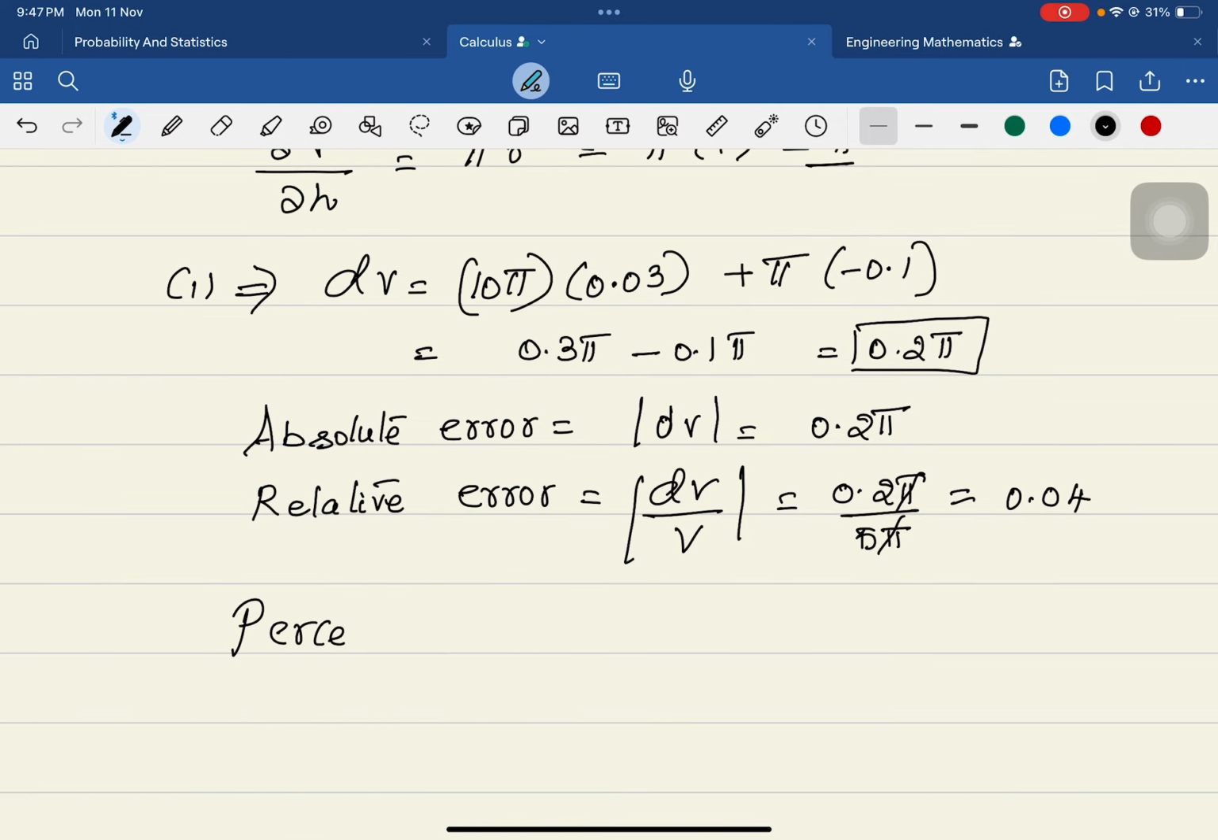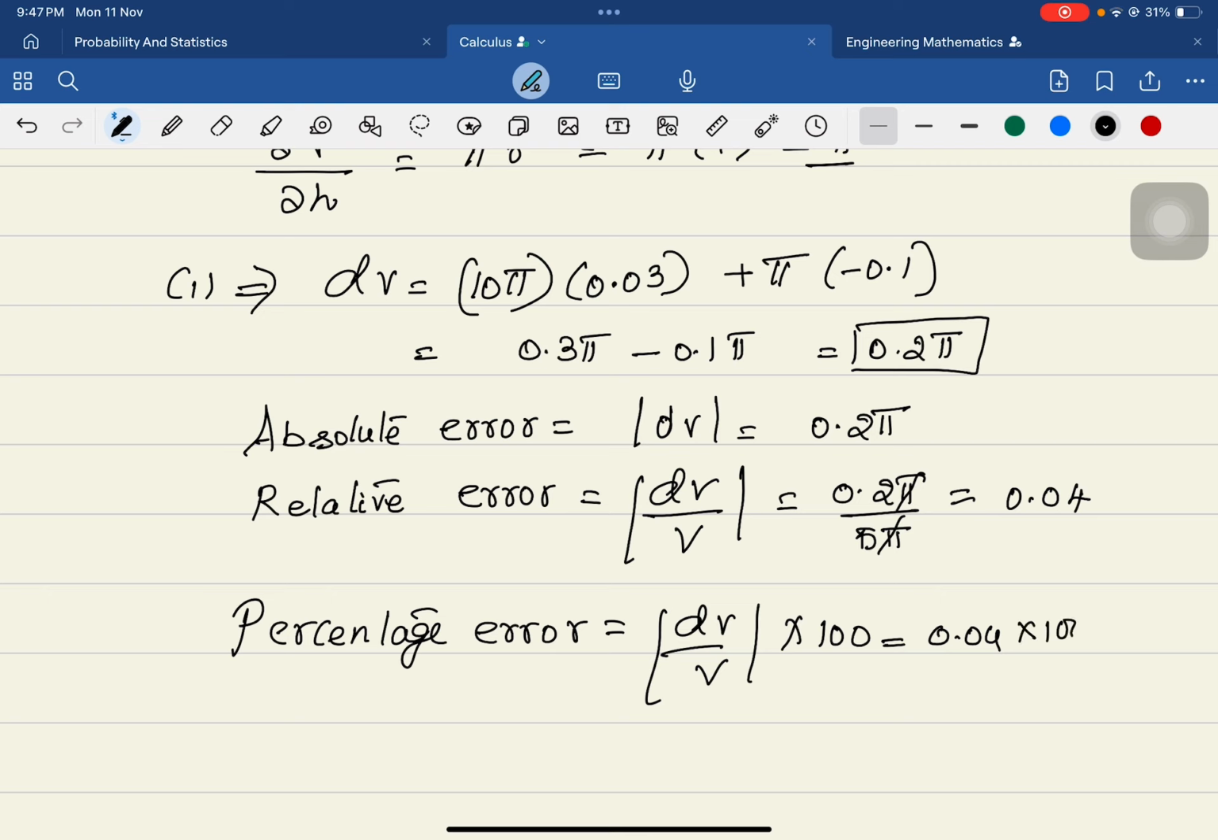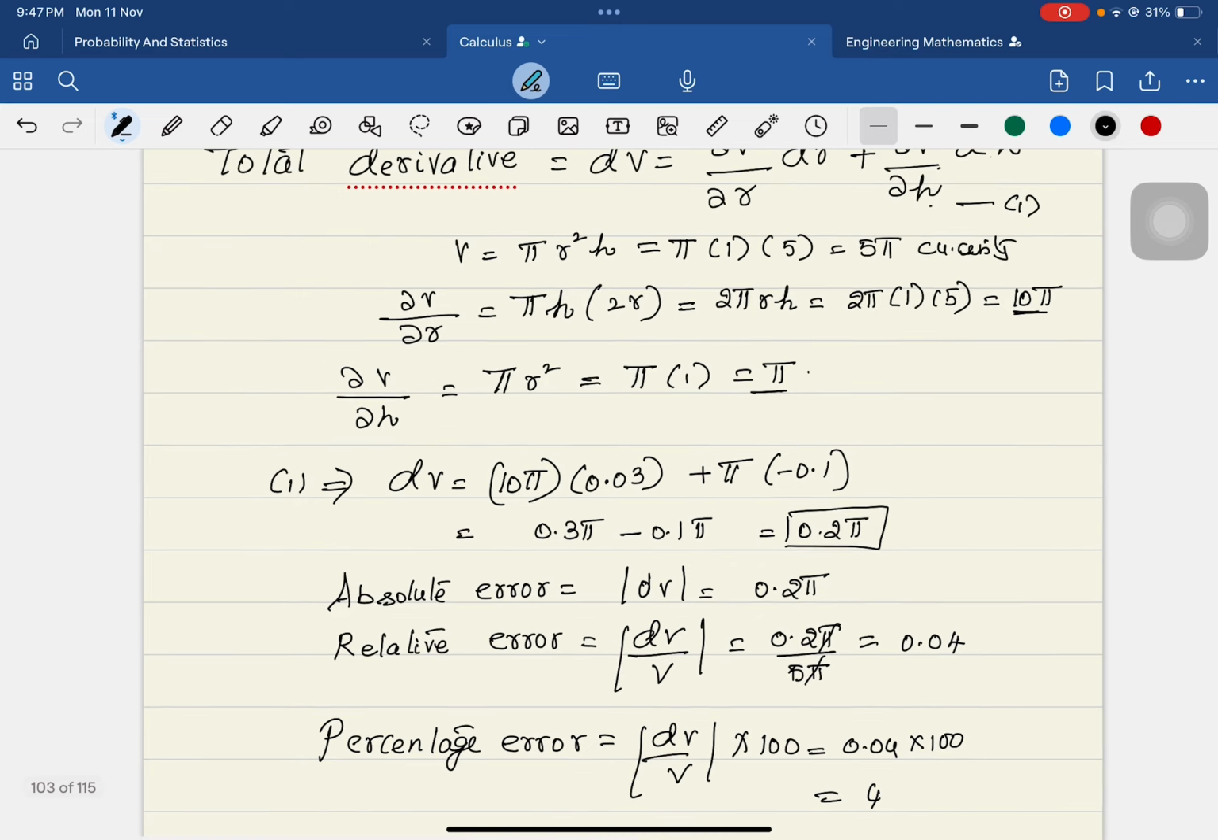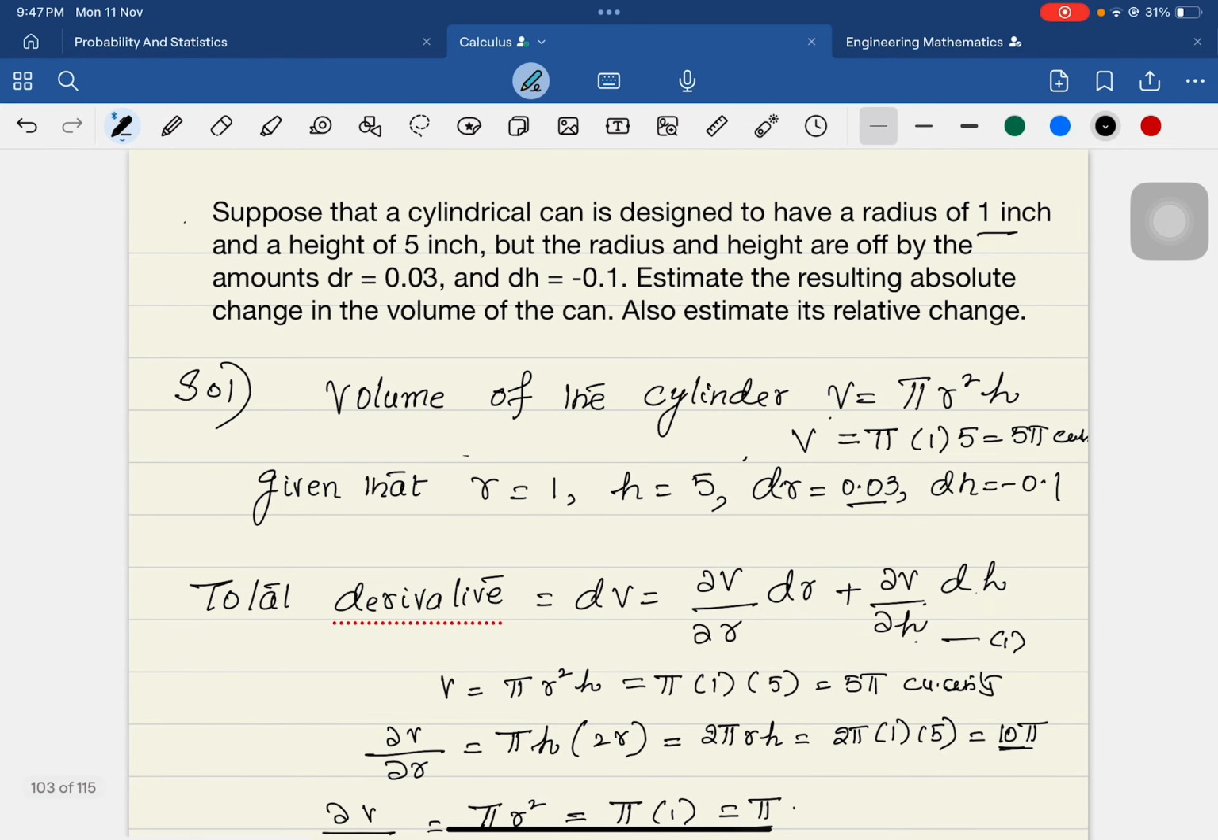Now the percentage error. The percentage error is given by the relative error multiplied by 100. So dV by V into 100, that is 0.04 into 100, which is equal to 4. That's the percentage error. So this is the way to find the absolute, relative and percentage errors.